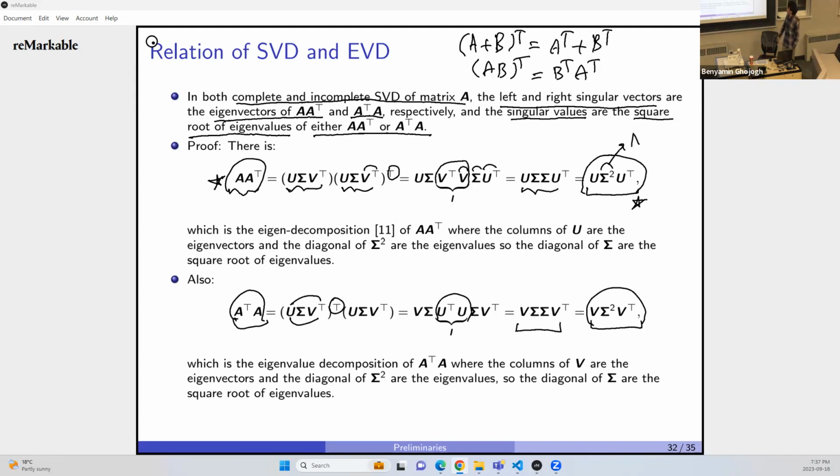On the other hand, we knew that V was the right singular vectors of A, and sigma was the singular value of A. So comparing these two sentences, you will get what we have. Interesting.